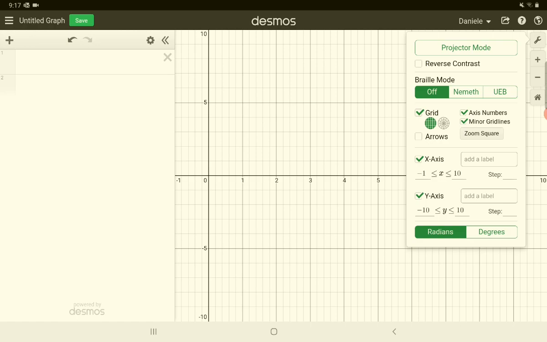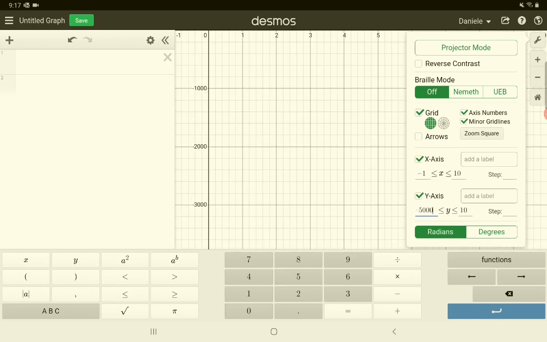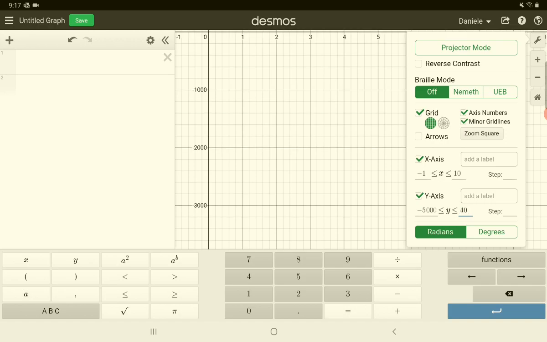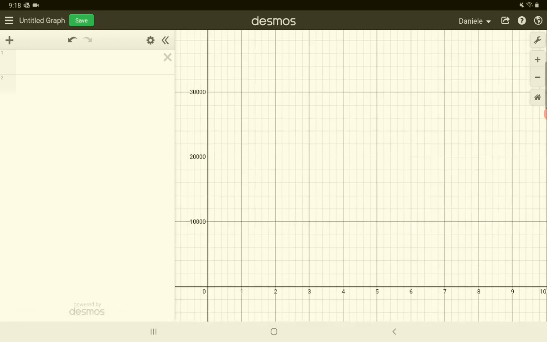So that makes sense. But my Y's, remember, my initial value is $30,000. So I'm going to show a little bit on the negative side, even though I don't really need to. I'll go from -5,000, all the way up to something like 40,000. And there you go. So this way I set up my scale.